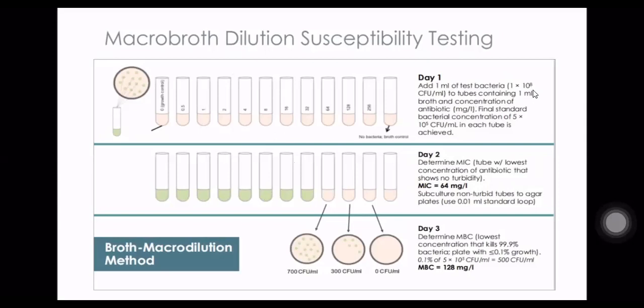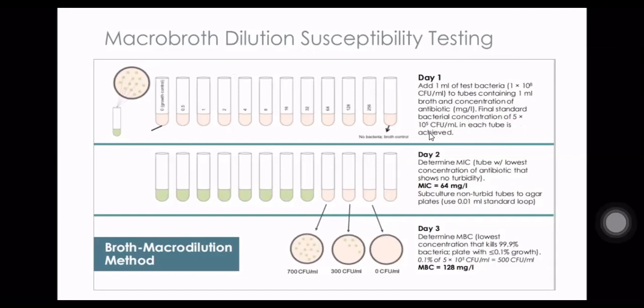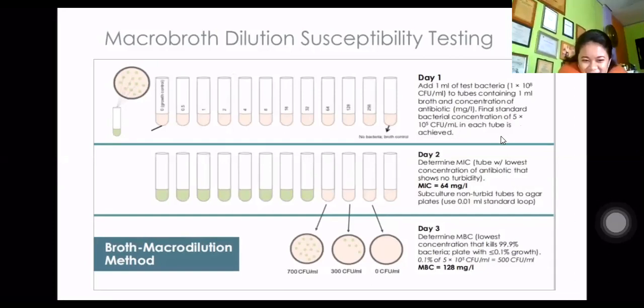And this concentration sang aton nga inoculum, which is 1 times 10 raised to 8 CFU per ml, containing the 1 ml broth and concentration of antibiotics, which is in milligrams per liter. So gamay-gamay lang gini ang concentration danay ni antimicrobial agent naton. So, final standard bacterial concentration of 5 times 10 raised to 5 CFU per ml in each tube is being achieved.